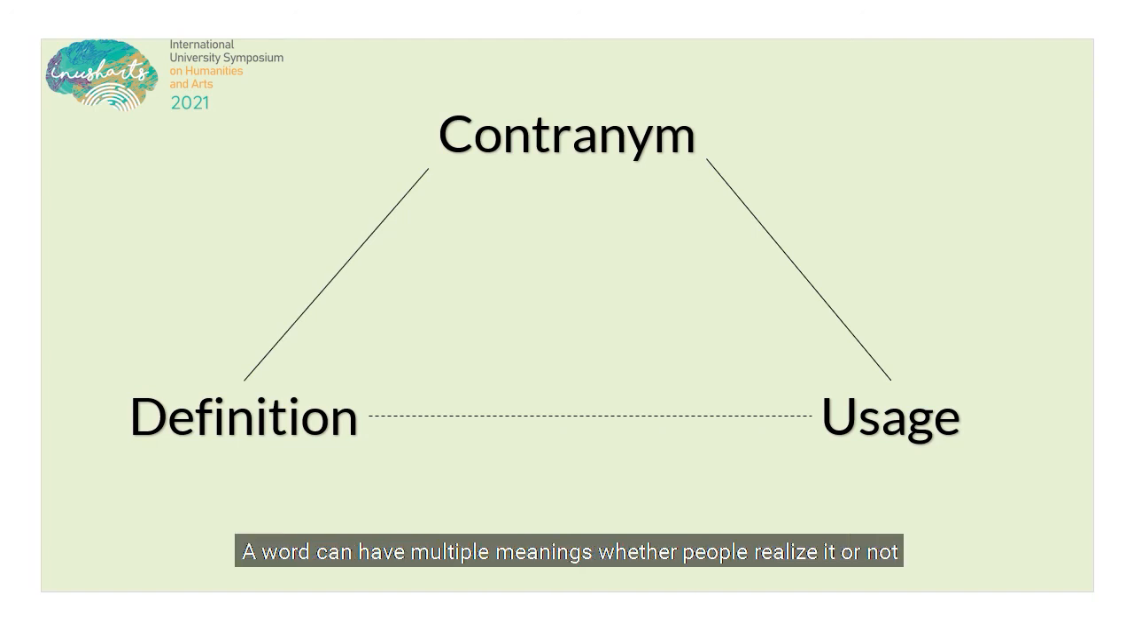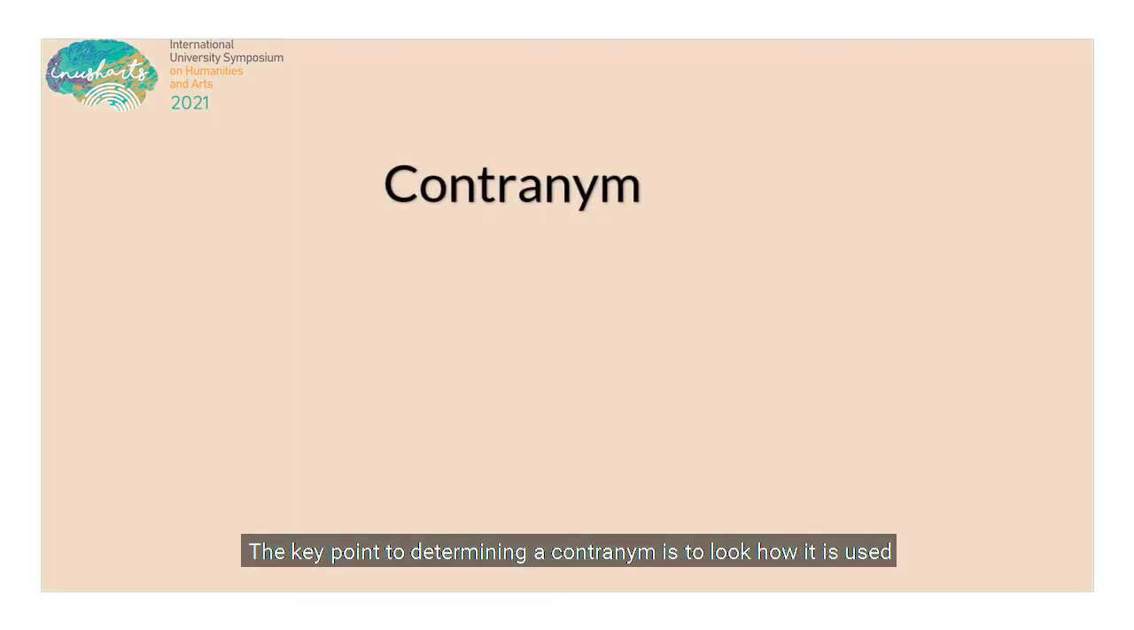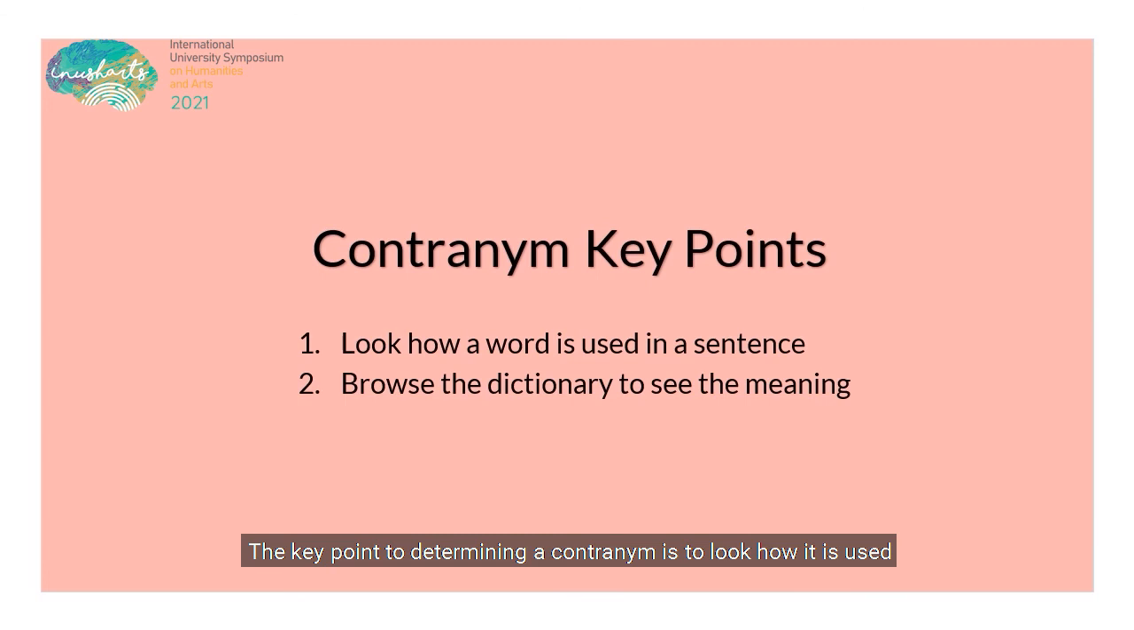A word can have multiple meanings whether people realize it or not. Because language is very dynamic and meanings can change throughout the years. Even though meanings can change, determining a contronym can still be done as long as the conditions are fulfilled. The key point to determining a contronym is to look at how it is used and use the dictionary to make the determination of the word become solid.